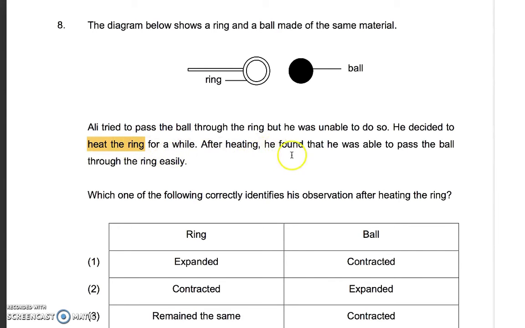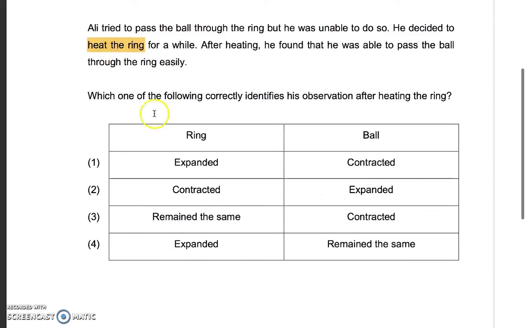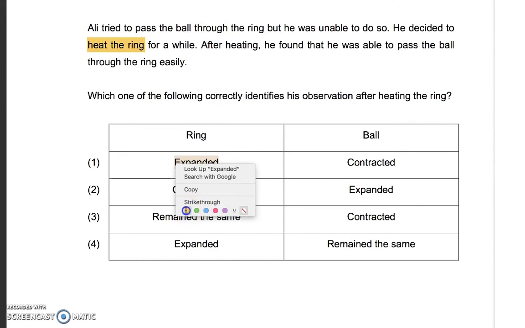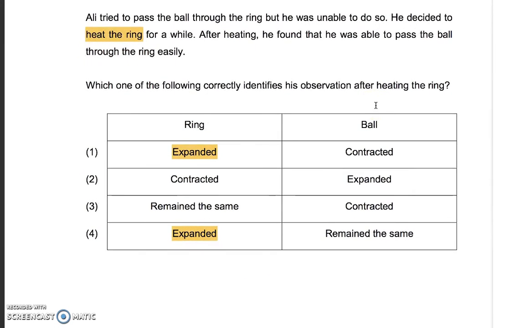Okay, so after heating, he found that he was able to pass the ball through the ring easily then. Okay, so which one of the following correctly identifies his observation after heating the ring? Okay, so let's see. After he heats the ring, it should expand. So here, expanded should be what would happen to the ring after heating it. Okay, but let's look at the ball. Did he heat the ball? No, he did not heat the ball, so it should not expand. But did he also put the ball into a bowl of cold?